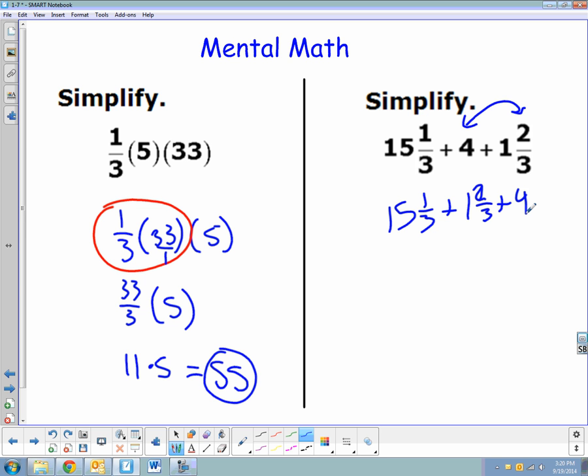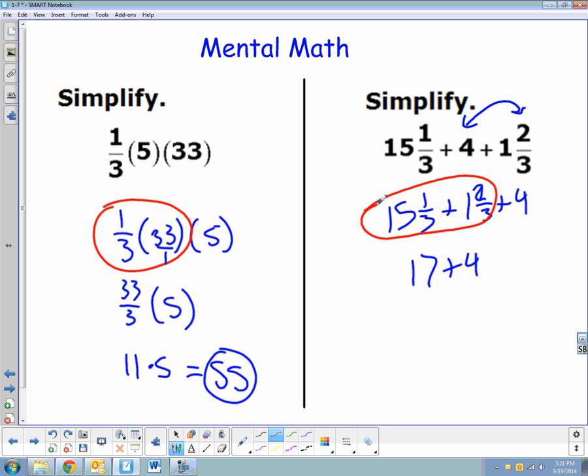We're adding. And so when we're looking, we've got 15 and we've got 1. And we've got 1/3 and we've got 2/3. So 15 and 1/3 plus 1 and 2/3, that's going to give me, well, 16 and 3/3. But 3/3 is 1. 16 and 3/3, that's going to give me 17. So 17 plus 4.